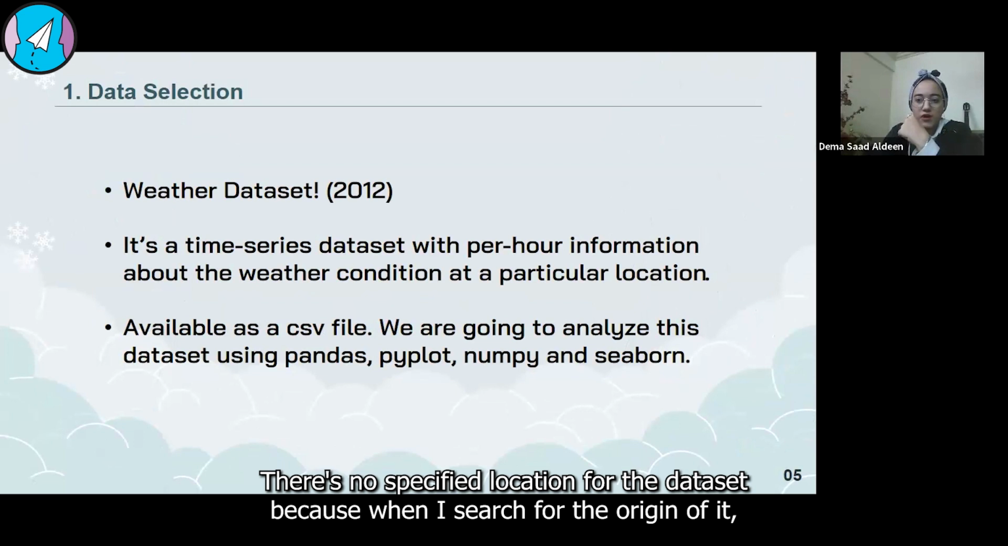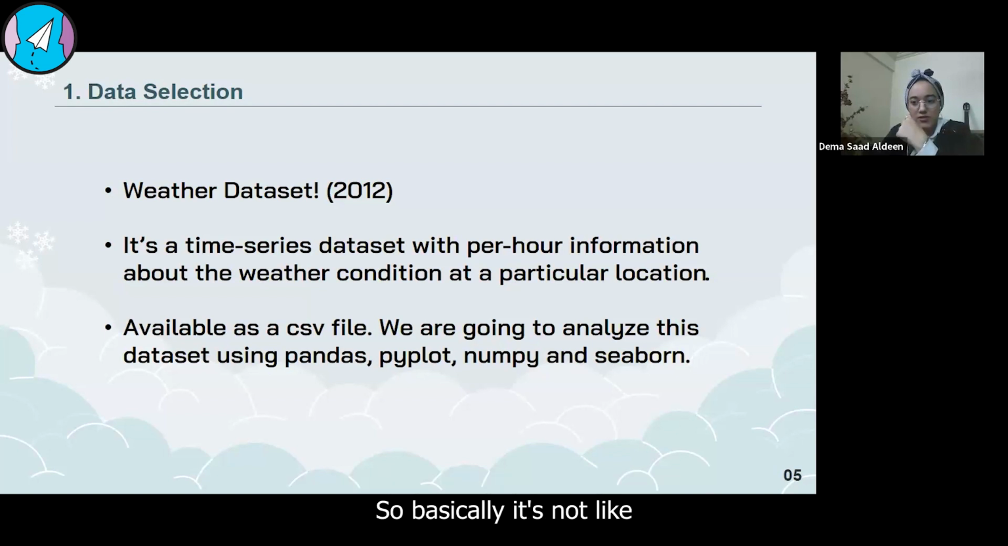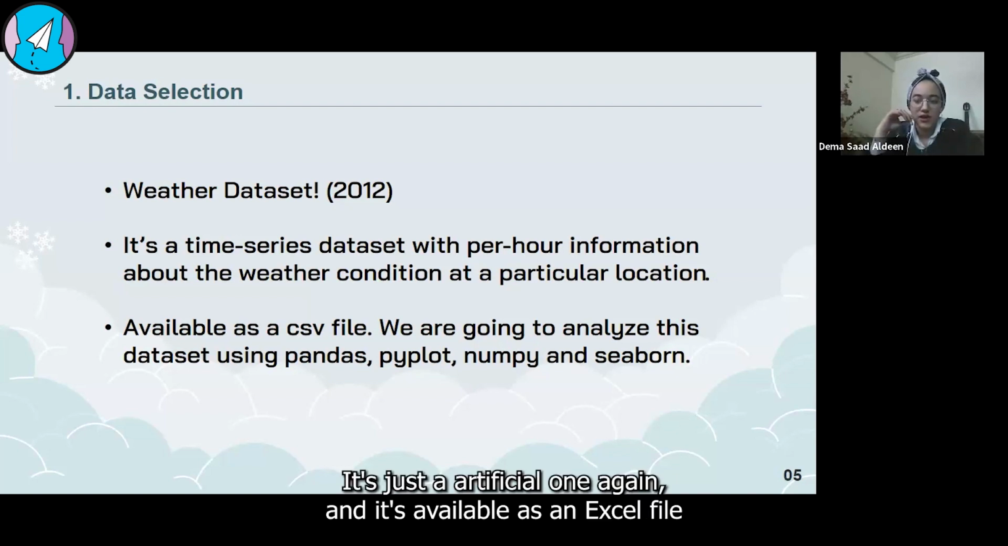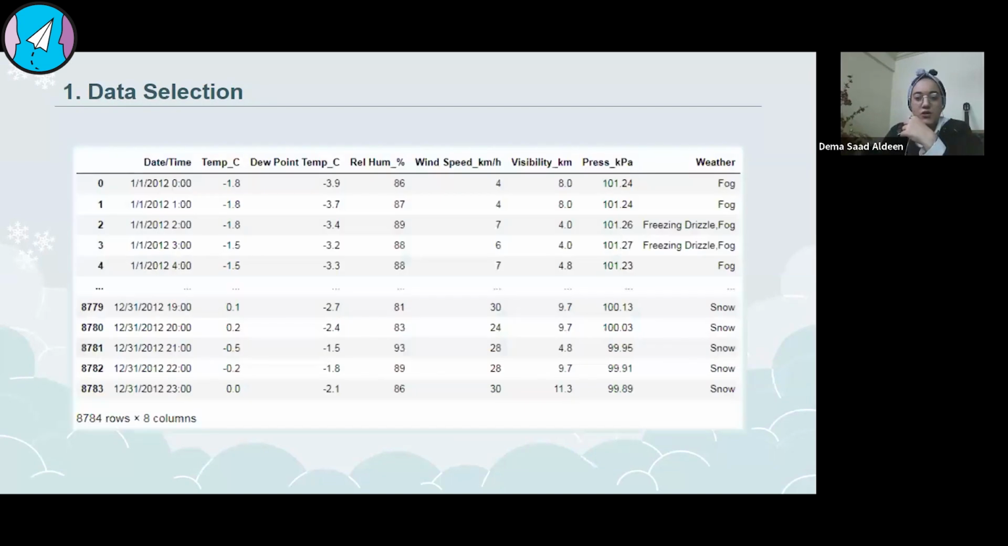There's no specified location for the dataset because when I searched for the origin of it, I found out that the dataset was made for practice for data analysis. So basically, it's not a naturally occurring dataset. It's just an artificial one. It's available as an Excel file, and we are going to analyze this data using pandas, pyplot, numpy, and seaborn. Here's a picture of the table of my dataset.